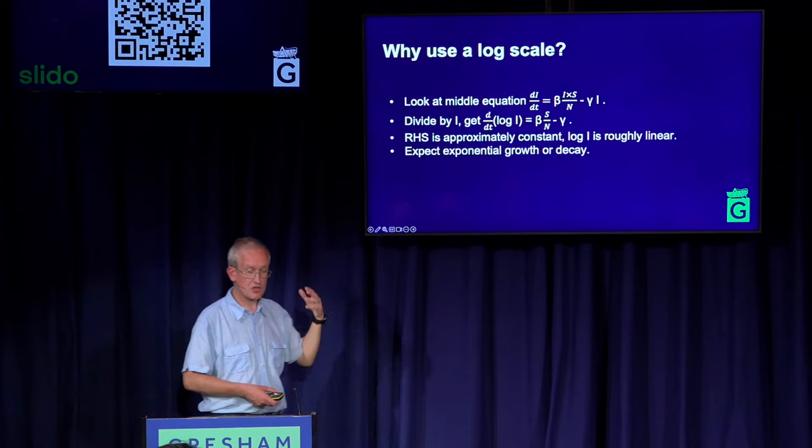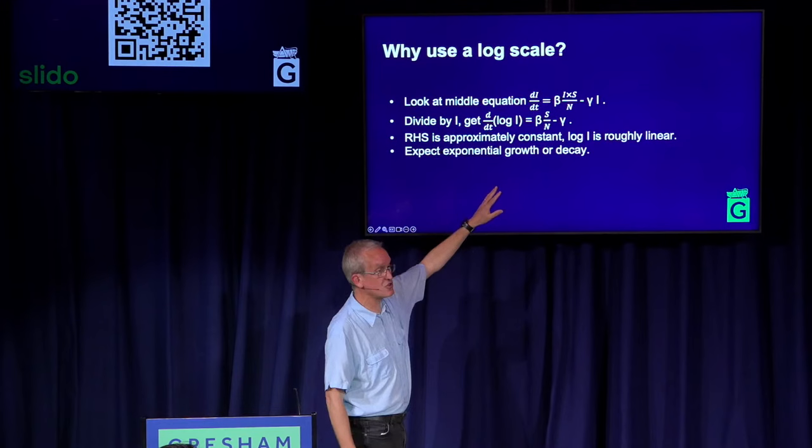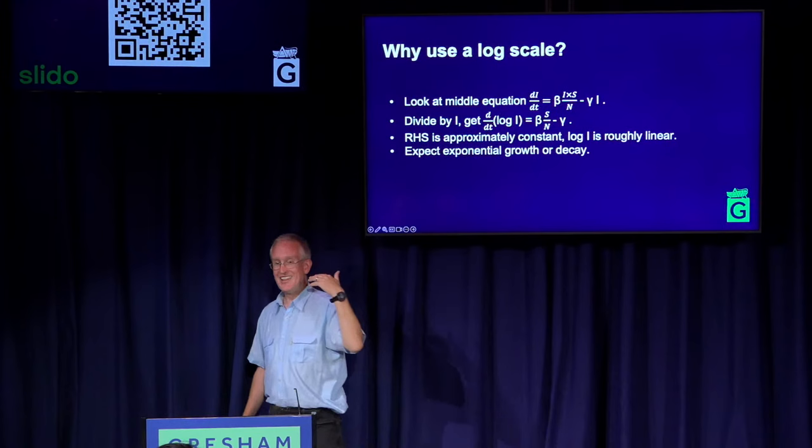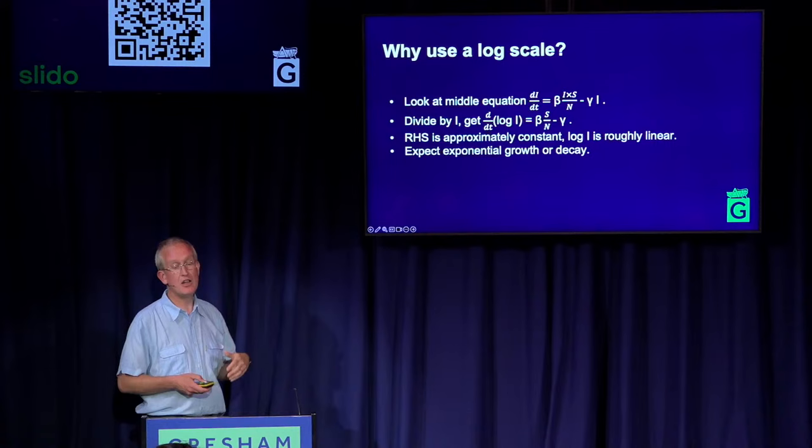So roughly speaking, what this is saying is that the right-hand side is roughly constant, so the derivative of the log is roughly constant, so this should be roughly a straight line. And that's what we saw. So that's the kind of argument from the Kermack-McKendrick paper, to go back to that, to say that, broadly speaking, what we expect is exponential growth or decay.